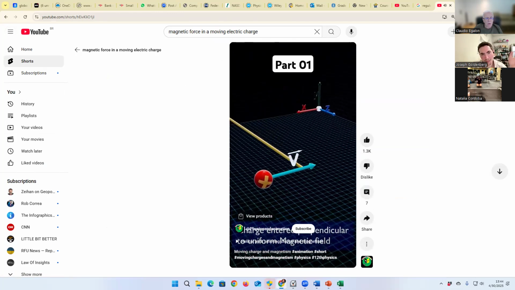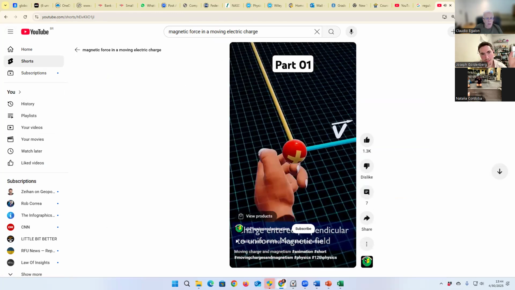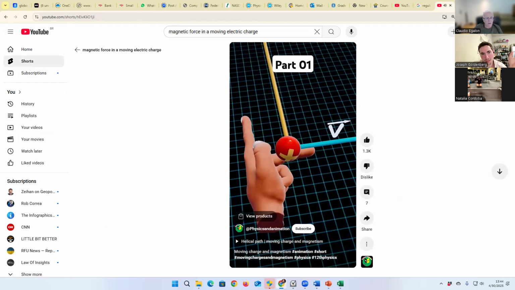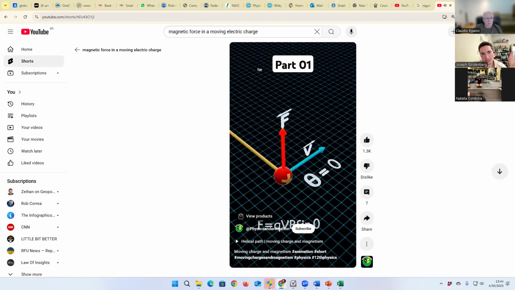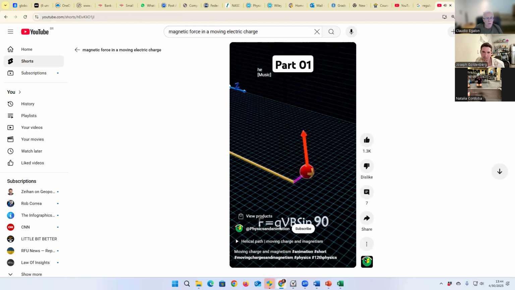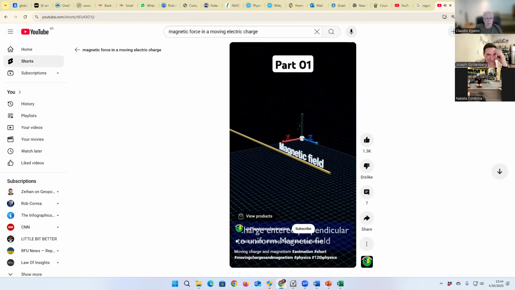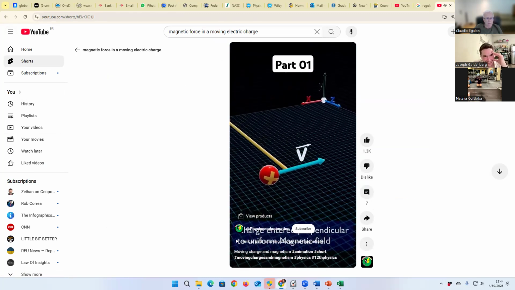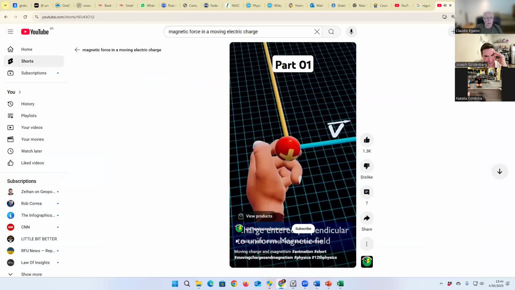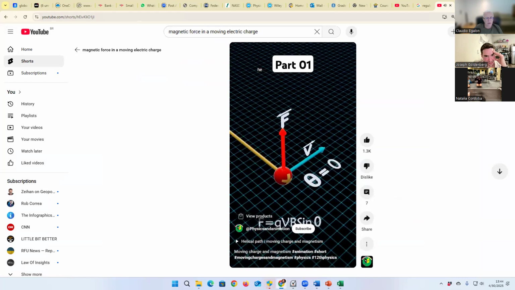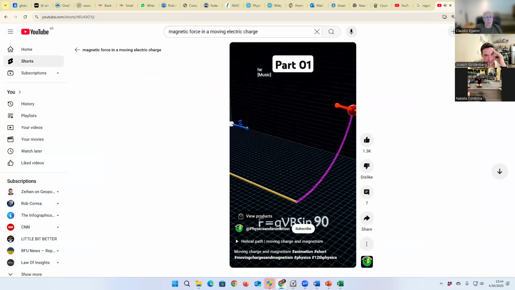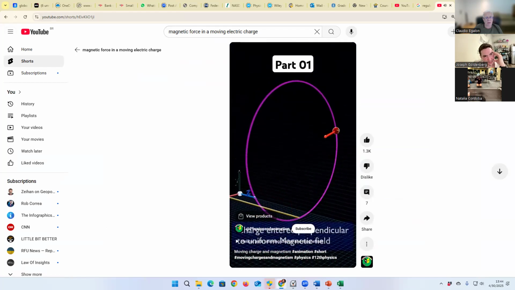Magnetic field, velocity vector. Okay, here you go. v cross B, the force is upwards. See that? Yeah, I like this one. v cross B, the force is going to be along the z-axis. And this force will always be perpendicular to the velocity vector. That's why the particle undergoes uniform circular motion.